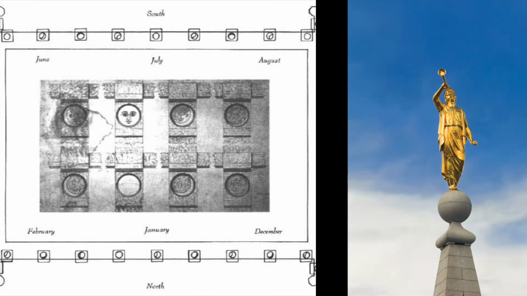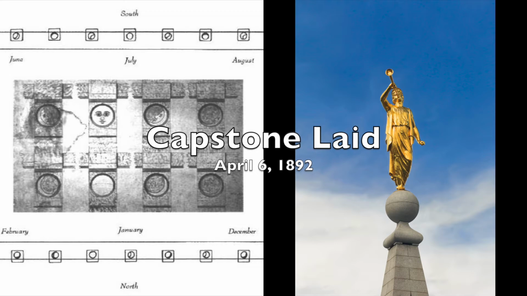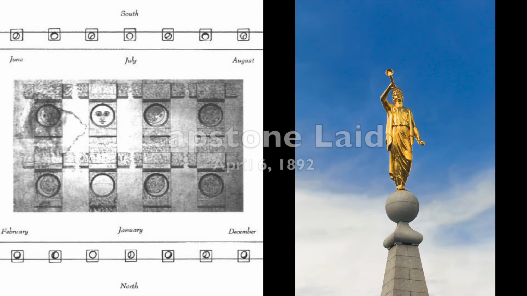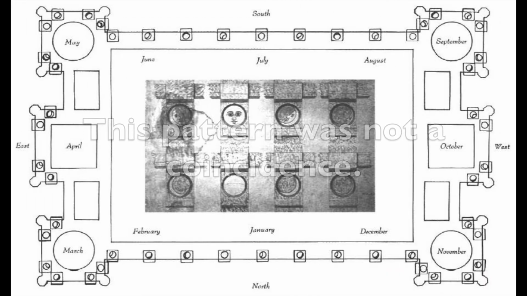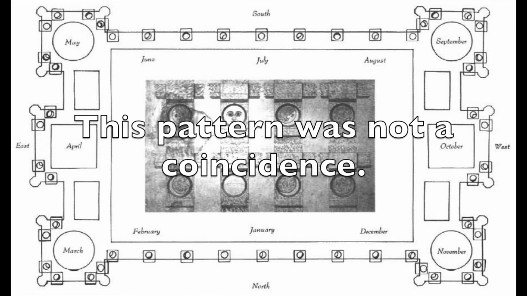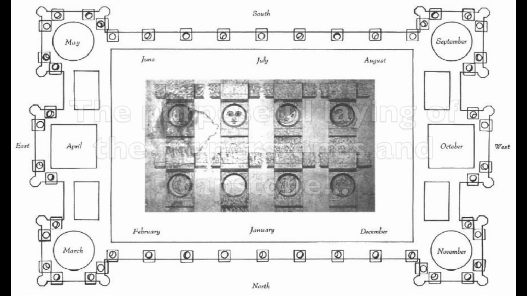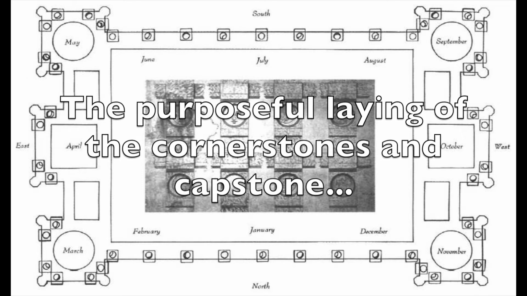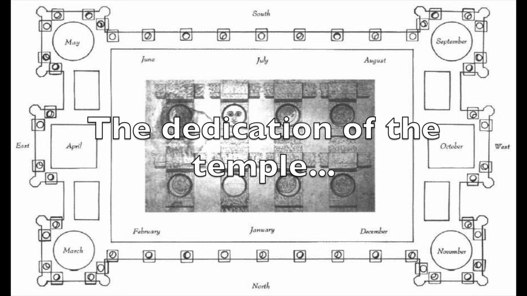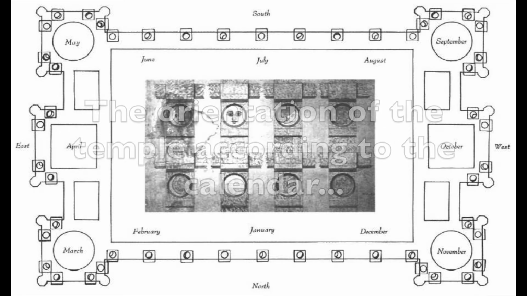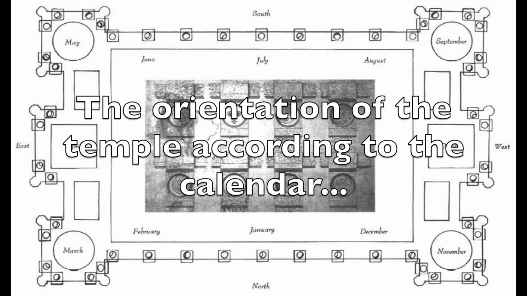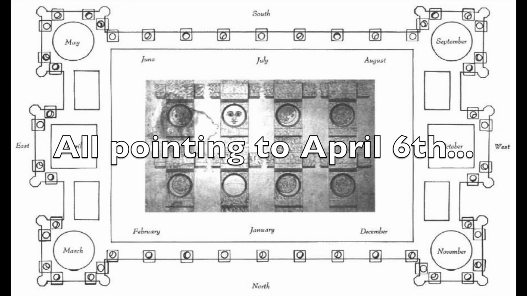The capstone was laid a year earlier, also on April 6th. The capstone is the round ball upon which the gold angel Moroni stands. This pattern was not coincidental, nor was it a birthday celebration. The purposeful laying of the cornerstones and the capstone, the temple dedication, and its temporal orientation all towards the same date, April 6th, is an exercise in astrological magic.